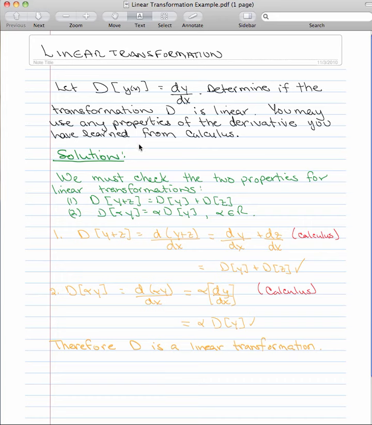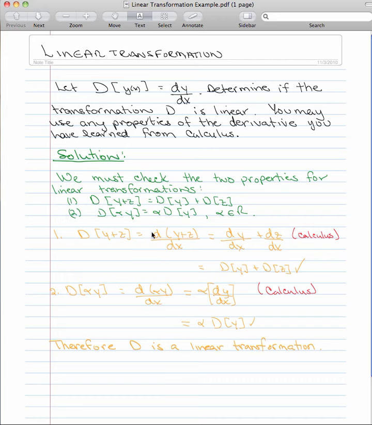So our solution starts by understanding that in order to determine if something is a linear transformation, we must first check the two properties for linear transformations, which are: 1, D of y plus z must be equal to D of y plus D of z, and 2, D of alpha times y must equal alpha times D of y, where alpha is some real number.